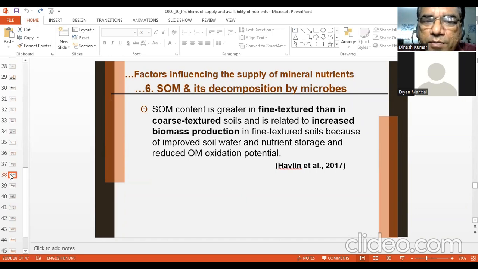Why? Because of improved soil water and nutrient storage. So in clay soils, you will have more organic matter and more water holding capacity, therefore more production of biomass than in sandy soils, and reduced organic matter oxidation potential. So in clay soils, another reason why you have higher organic matter is because of reduced organic matter oxidation potential in clay soil or fine textured soils.